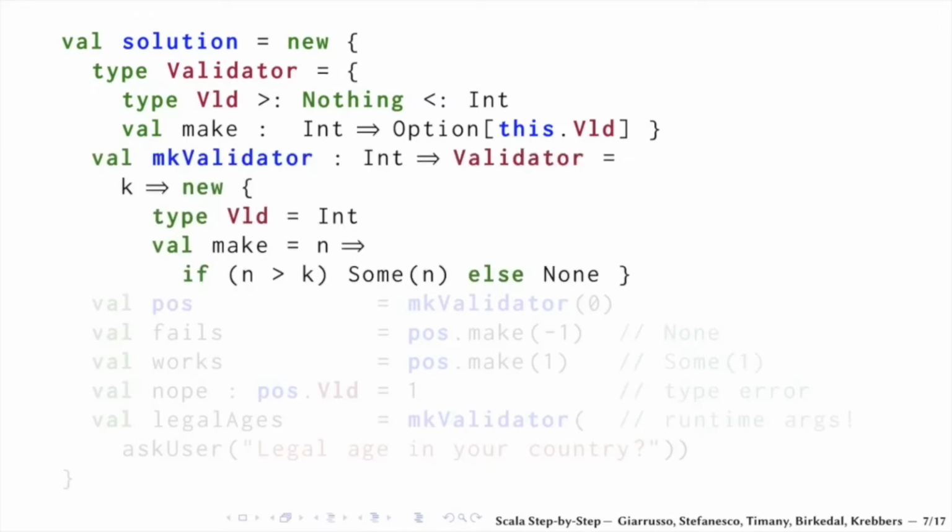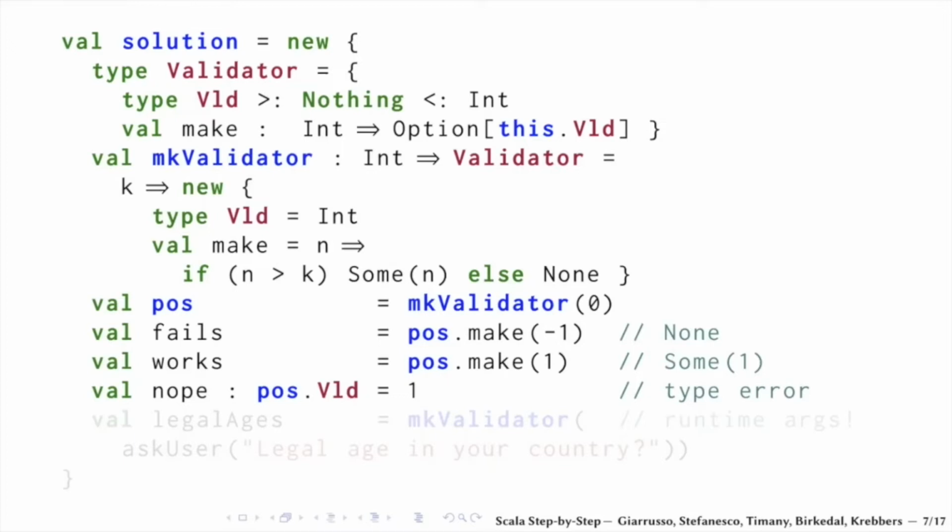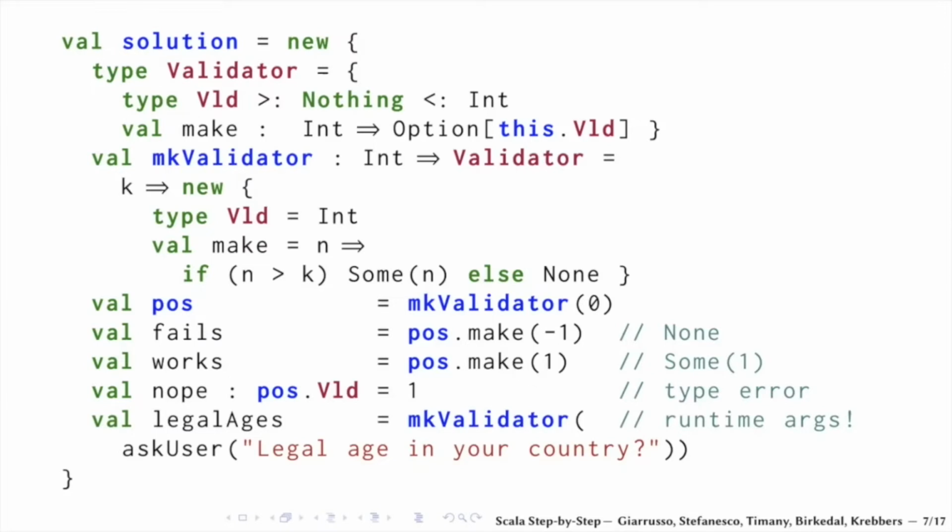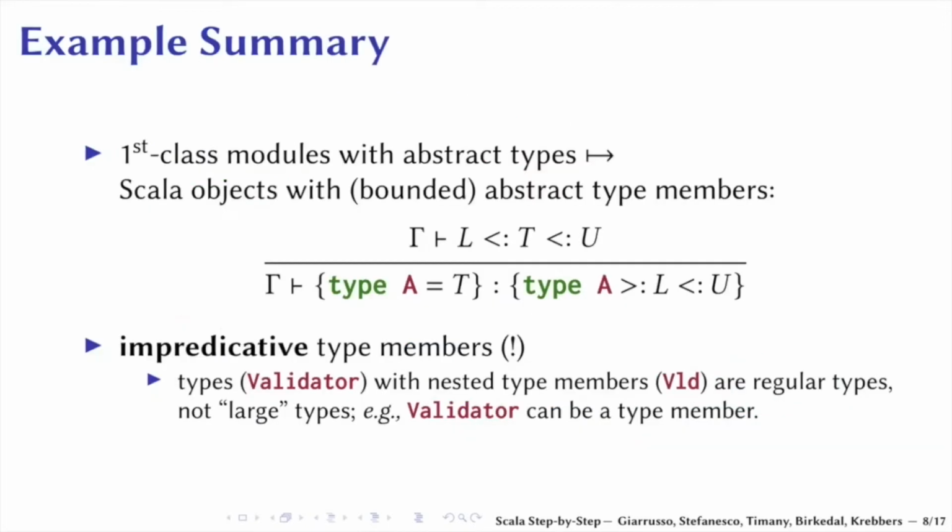Function make validator maps input k to a validator that accepts only integers greater than k. For instance, here by calling make validator 0, we create a validator called pos, which only accepts positive integers, as shown by fails and works. The type system rejects no because pos.valid is abstract, even though it is implemented by int, preventing users from bypassing our smart constructors. Thanks to first-class modules, we can also choose k at runtime, as done when creating legal ages. As promised, type legalAges.valid is a distinct abstract type because legal ages is a different object with different validation conditions.